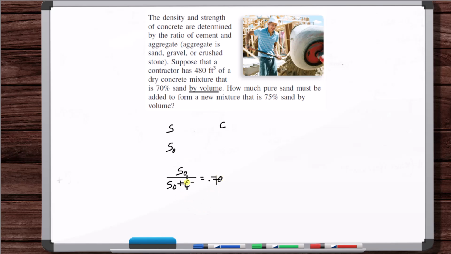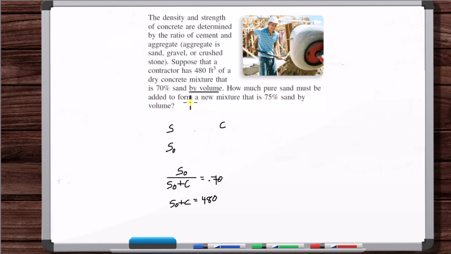Right? And also, I just said the total volume. We know what the total volume is. S naught plus C is 480. There's another equation. You see? And what is it? Can we write another equation?